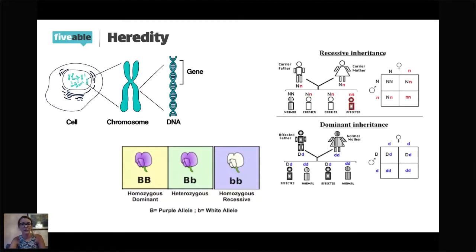Okay, so a phenotype is the physical appearance that you look at and can see. So in this example, it would be purple. Okay, so the dominant phenotype is purple.